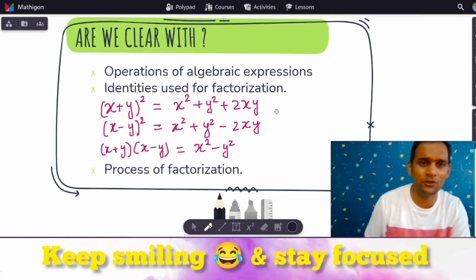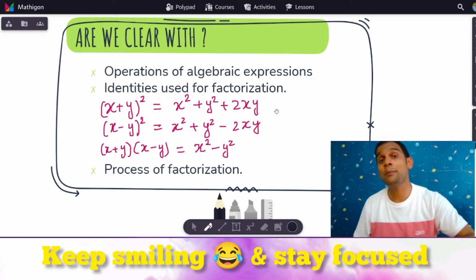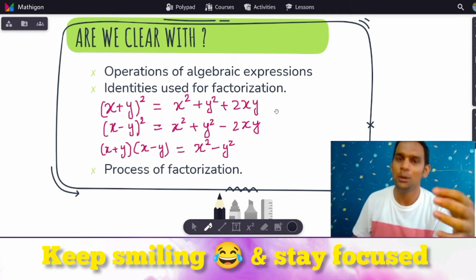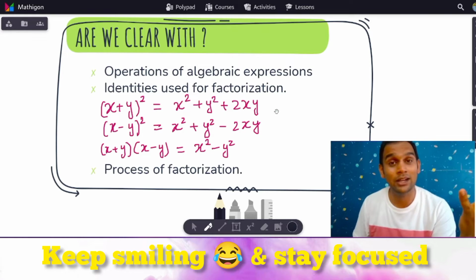So let's understand first of all, are we clear with operations of algebraic expression? Now, why am I shifting to algebraic expression? Polynomials is a special type of algebraic expression. What kind of speciality does it hold? We will try to understand.